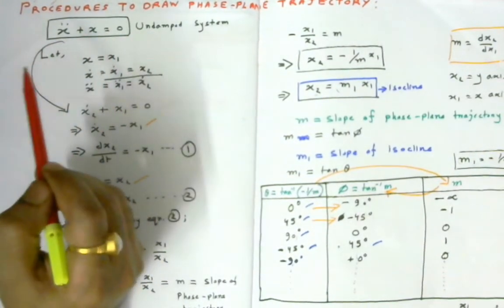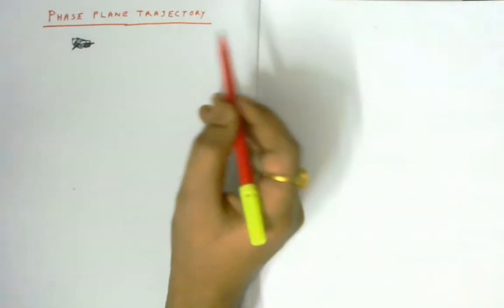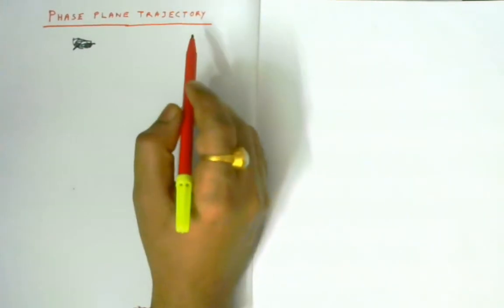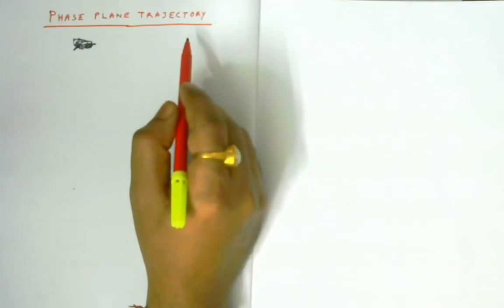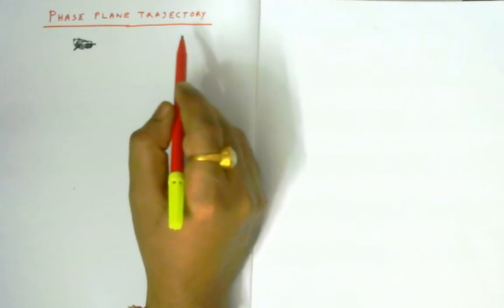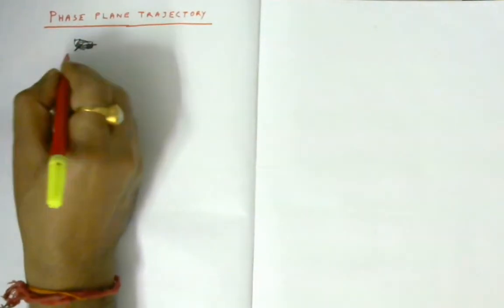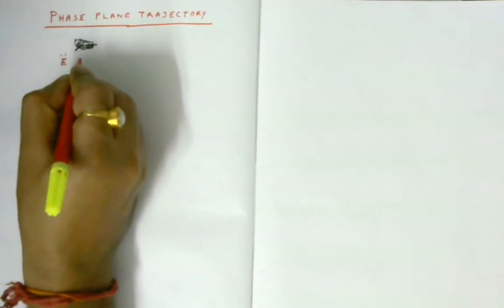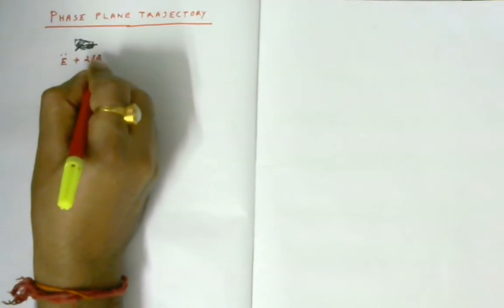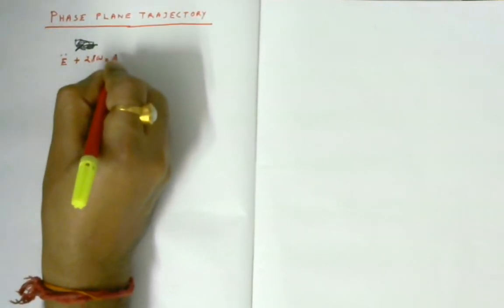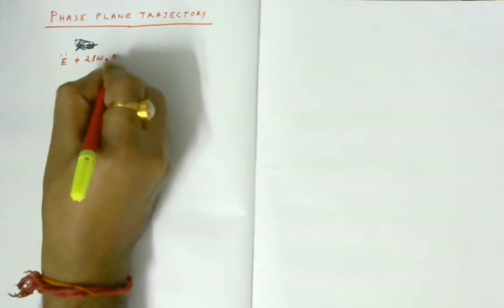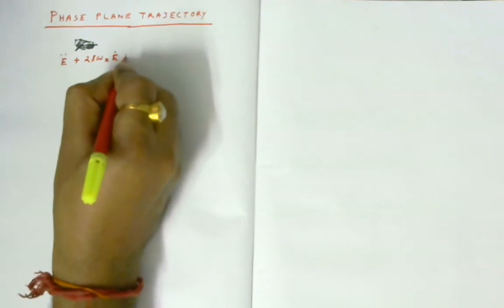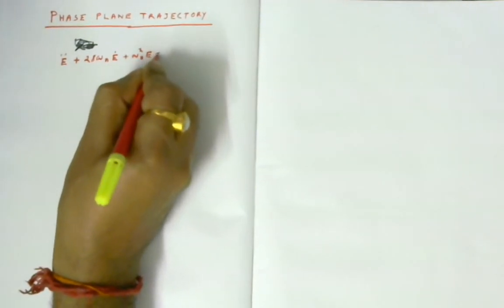Before that, before going to the next topic, I am taking another example to explain the phase plane trajectory for a differential equation. Say this differential equation is E double dot plus 2 zeta omega n E dot plus omega n square E equals to 0.